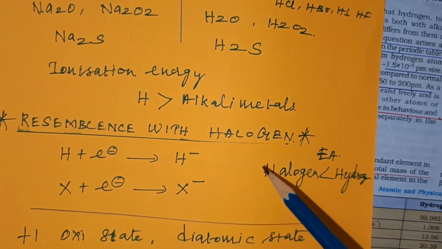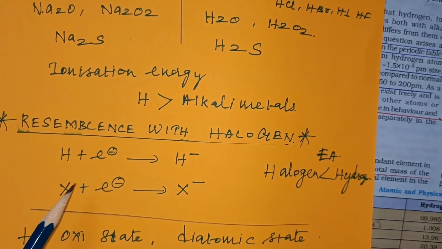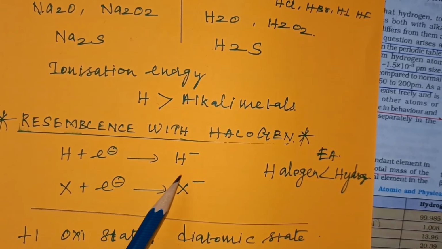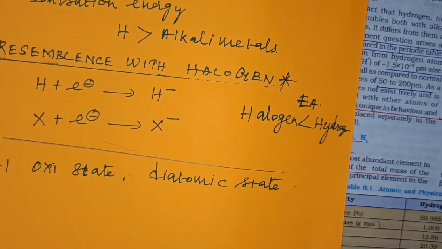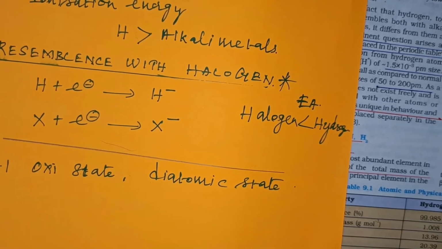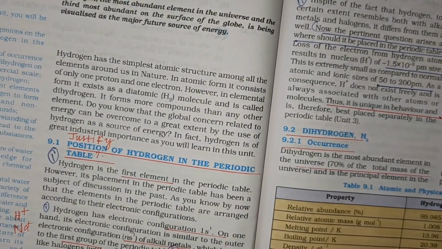The next one is resemblance with halogens. Like halogens, hydrogen also forms an anion with the acceptance of an electron. But the electron affinity of hydrogen is less than that of halogens. Altogether, it exhibits a +1 oxidation state and is present in the diatomic gaseous state. Now we are going to see those points in the book.